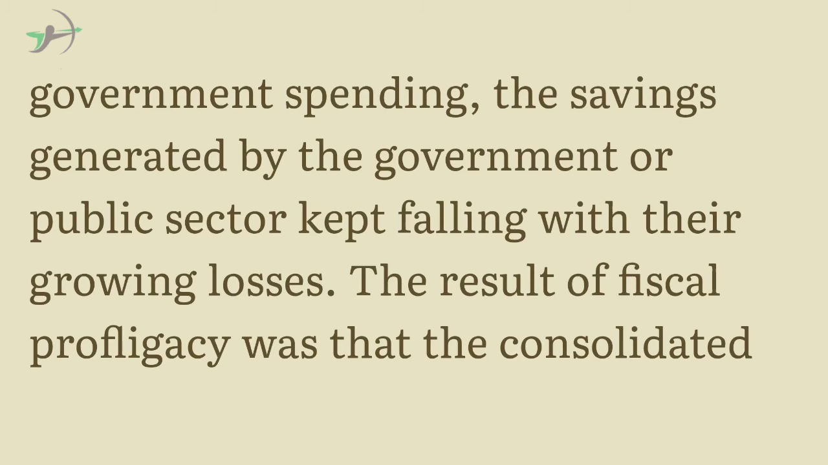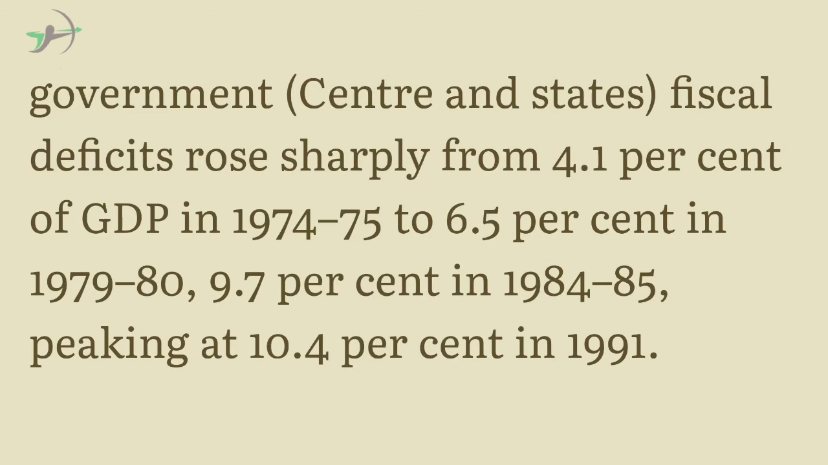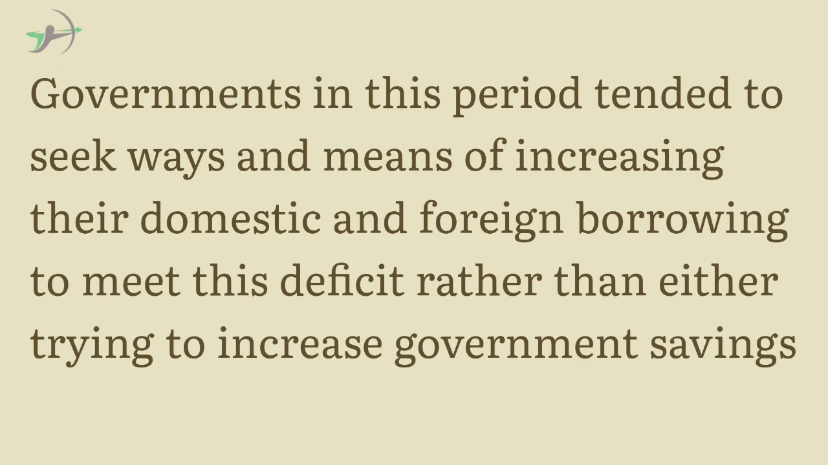The result of fiscal profligacy was that the consolidated government, center and states, fiscal deficits rose sharply from 4.1% of GDP in 1974-75 to 6.5% in 1979-80, 9.7% in 1984-85, peaking at 10.4% in 1991.